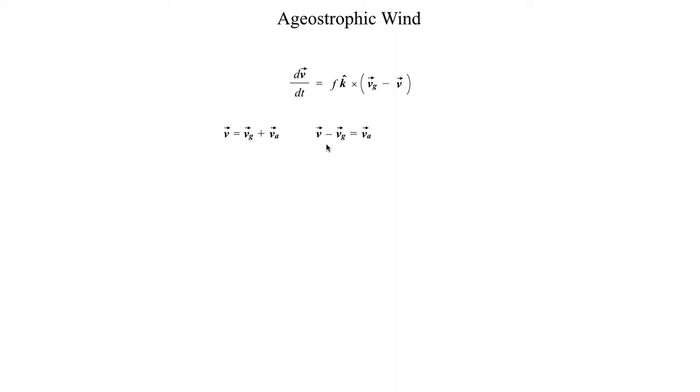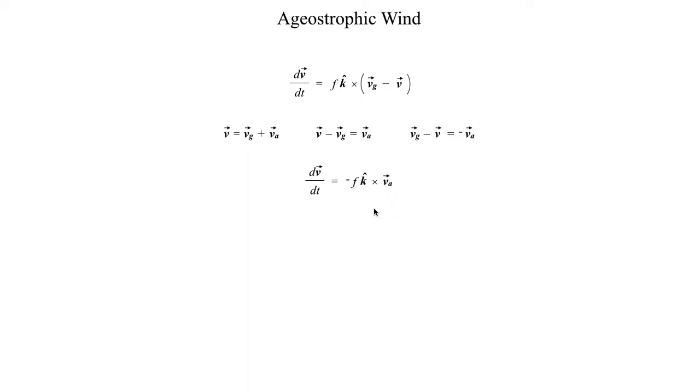If we put a negative sign into both sides of this equation, we get that the geostrophic wind minus the actual wind is equal to negative the ageostrophic component of the wind. If we take this result, Vg minus V is equal to minus Va, and substitute it into the equation we have up here, we get that dV/dt is equal to minus f k hat cross the ageostrophic wind, or ageostrophic component of the wind.